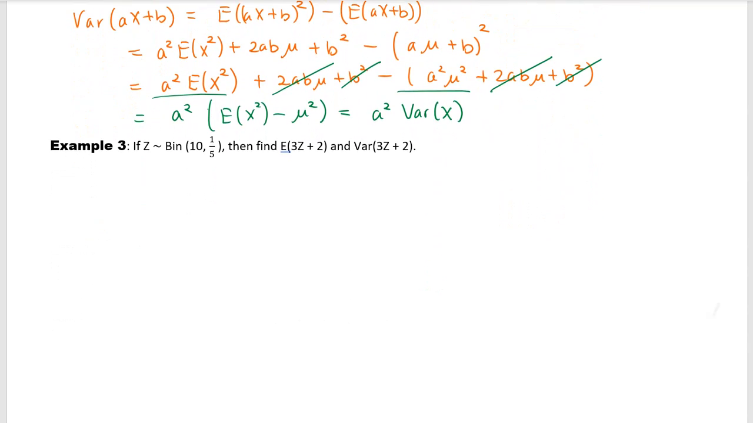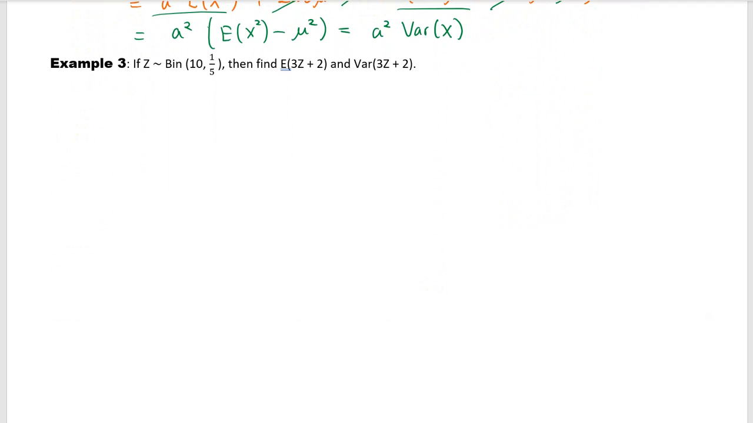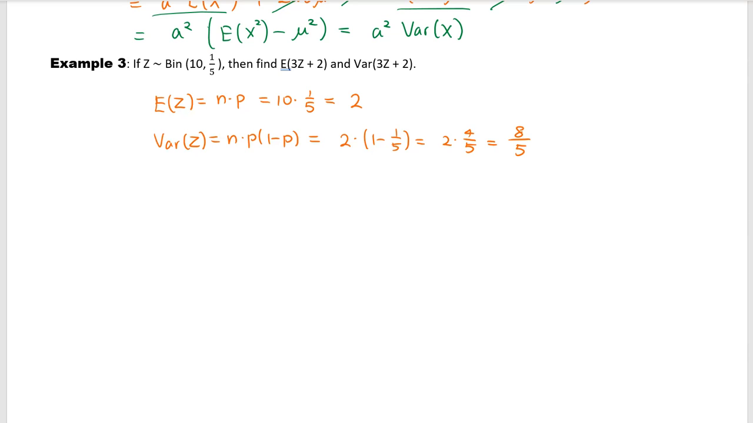Let's use that formula to compute this example. Okay, so have you finished? Let's see. If z has the binomial distribution, then the mean of z is n times p. N is 10, p is 1/5. So this is 2, right? The variance of z is n times p times 1 minus p. N times p is 2. 1 minus p is 4/5. You get 8/5.